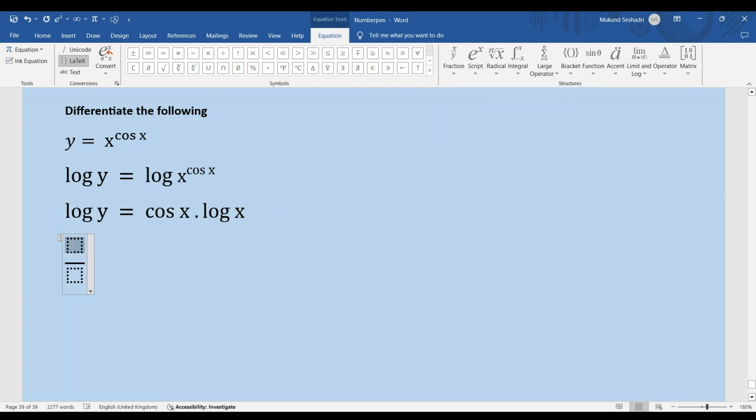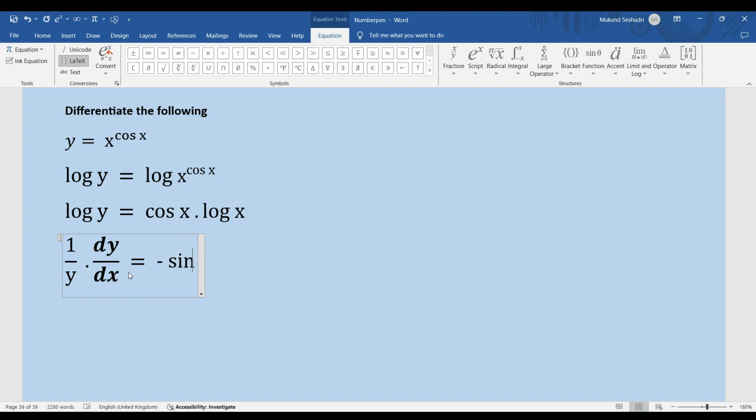So when I differentiate on either side, I get a 1 by y because my d by dx of log y is 1 by y from first principles. And remember, folks, we are differentiating this with respect to x. So I will have a dy by dx here. And then I have a cos x, I have a log x, right? So what does this mean? We have a product of two functions. So it is of the format uv, where we are quite familiar with what to do.